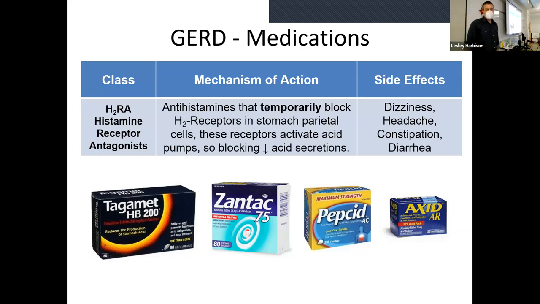And they're chewable, which is cool. But there's basically four of these products. You can get Tagamet, Zantac, Pepcid, and Axid all on the market. Most of these are all available generically as well to save you money.